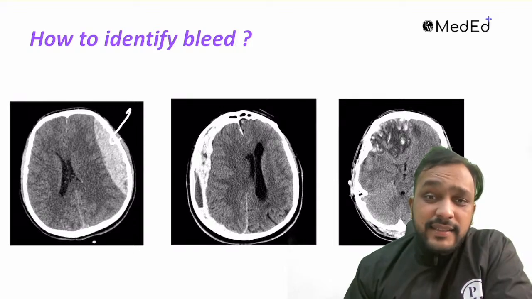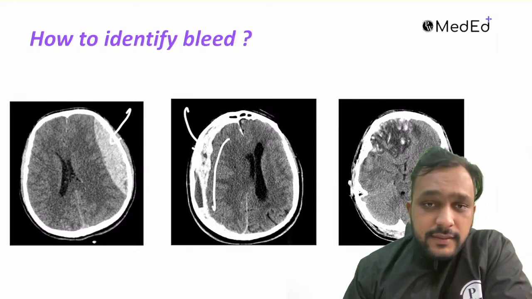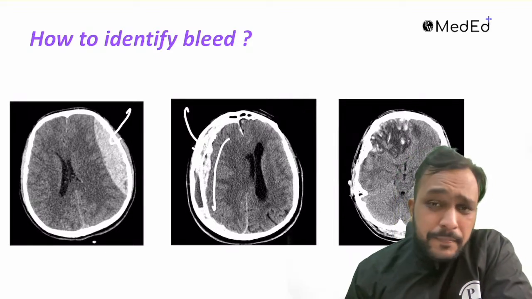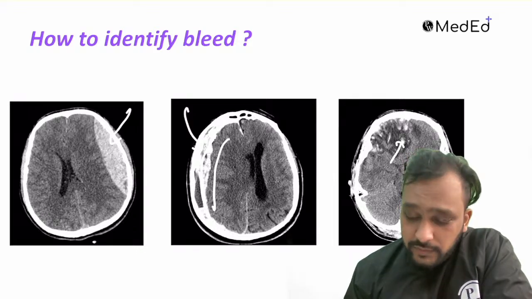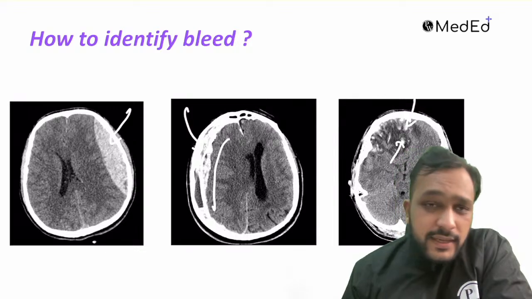So this hyperdense area is an area of the bleed. Now this concave-shaped area is another area of bleed, and hyperdensities within the brain can also be seen, right? So very good Sammy, very good Sammy.